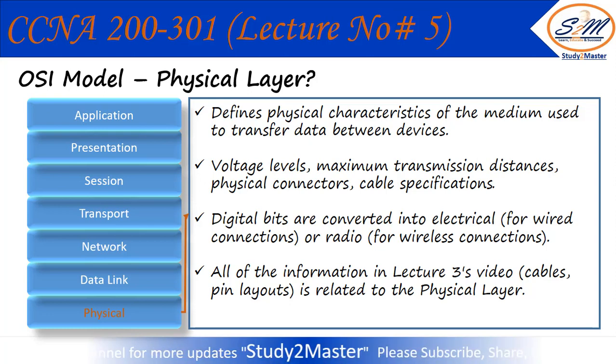The physical layer defines the physical characteristics of the mediums used to transfer data between devices: voltage levels, maximum transmission distance, which is limited to 100 meters, physical connectors, and cable specifications. Digital bits are converted into electrical signals for wired connections or radio for wireless connections. All of the information in lecture 3's video, cables and pin layouts, is related to the physical layer.